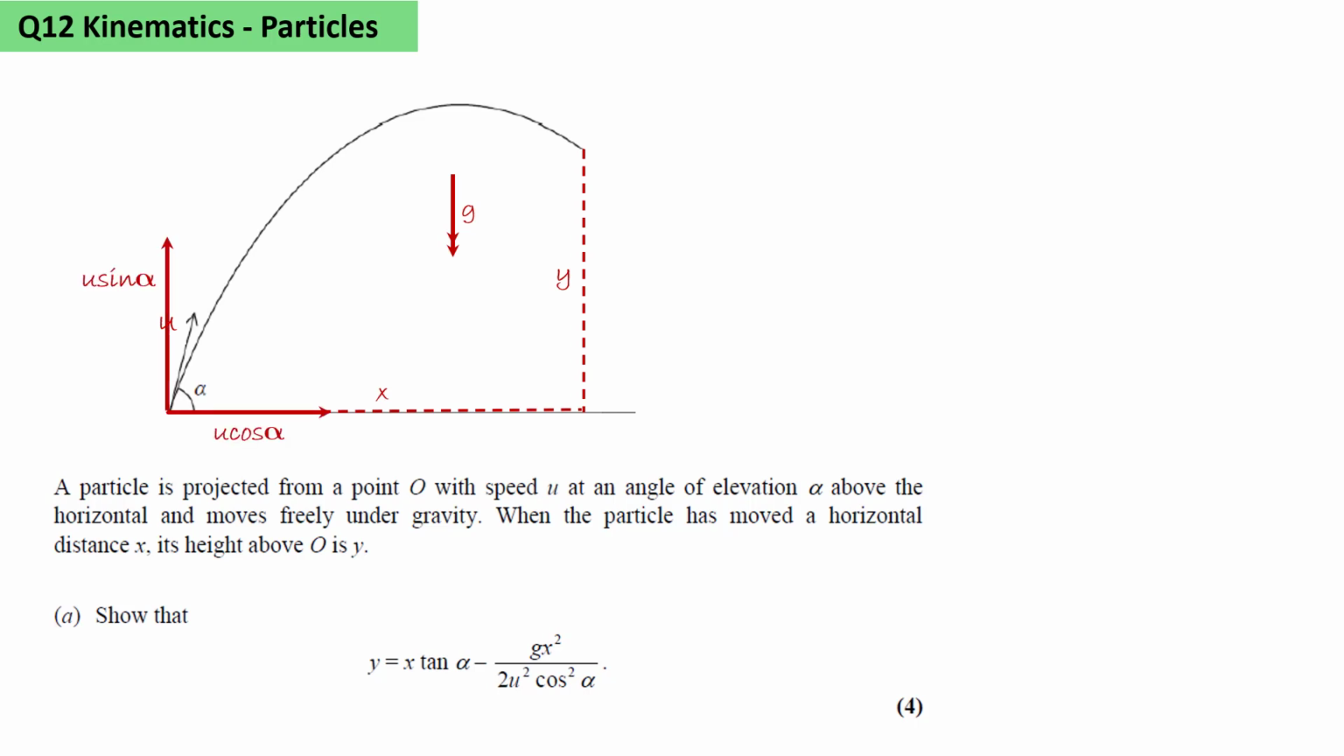We start by splitting the velocity u into its horizontal component, u cos alpha, and vertical component, u sin alpha. Considering the horizontal motion, x equals ut cos alpha. So t equals x over u cos alpha.